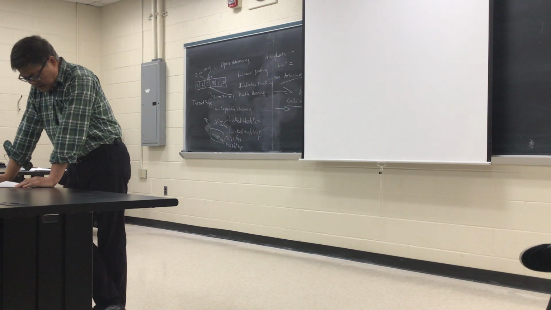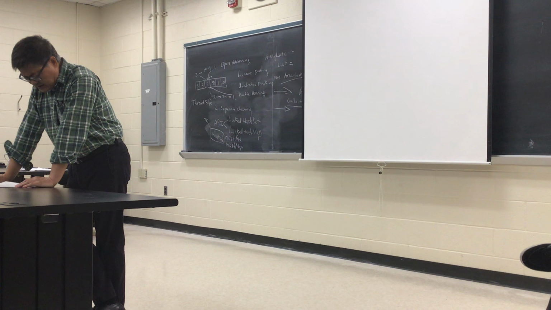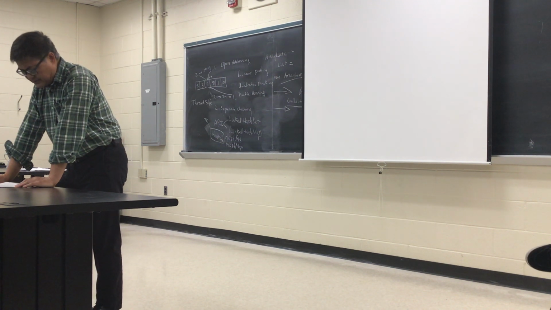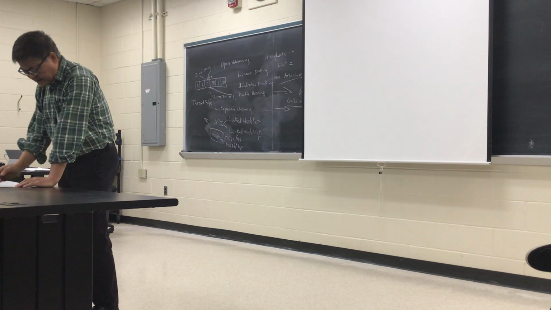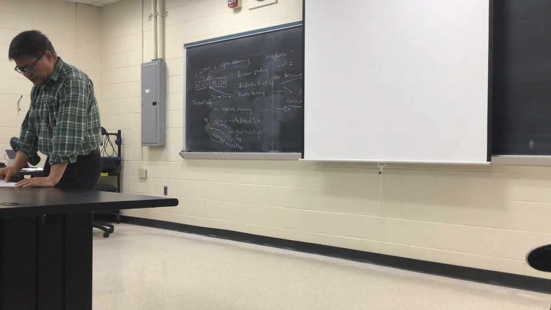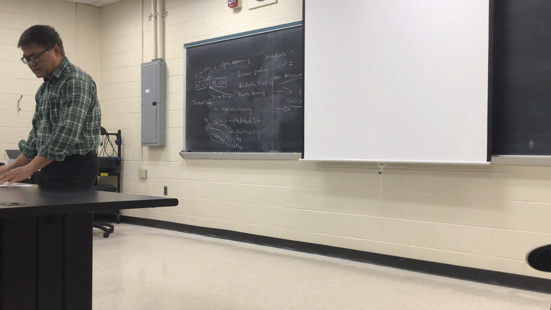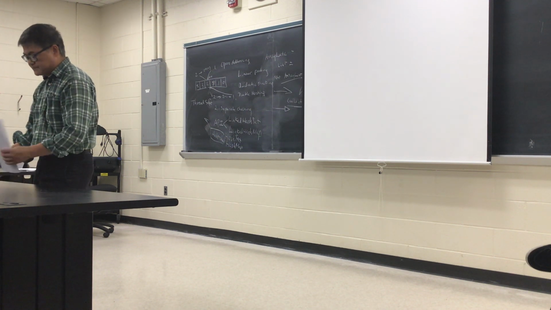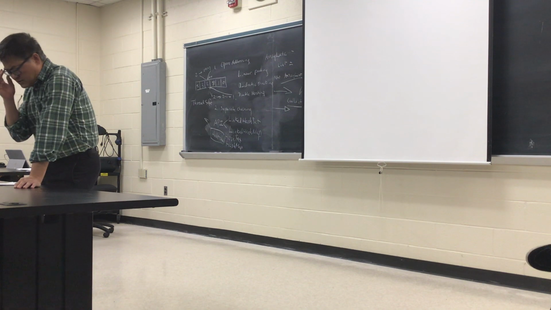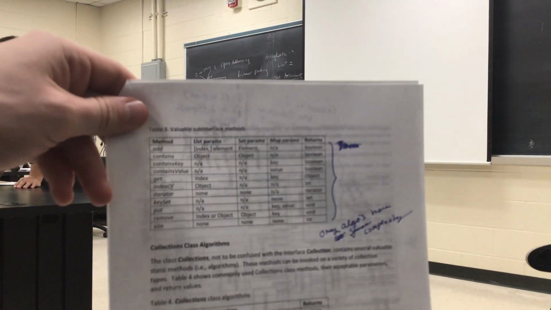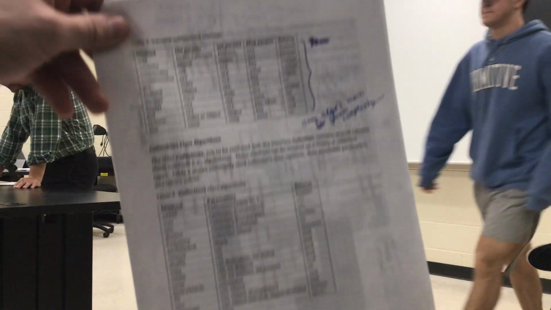Now the collection is an interface, and it has sub-interfaces, right? List, queue, and set. It provides several valuable method signatures as shown in table 3. So that's the next page altogether. Okay, so now variables, sub-interfaces, and methods.